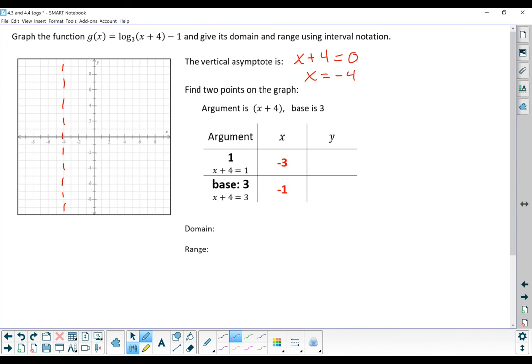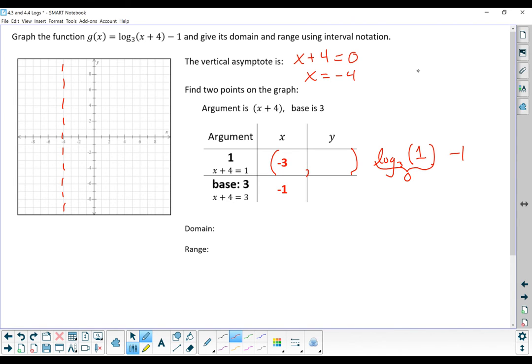Okay, so to find 2 points on the graph for this function, the argument is x plus 4 and the base is 3. So I think about what x value is going to make the argument 1. Well, if x plus 4 is equal to 1, then the x value we're going to focus on is negative 3. I'm choosing that because if I sub negative 3 into the function, it looks like log base 3 of negative 3 plus 4, which is 1, and then subtract 1. So log base 3 of 1 is 0.